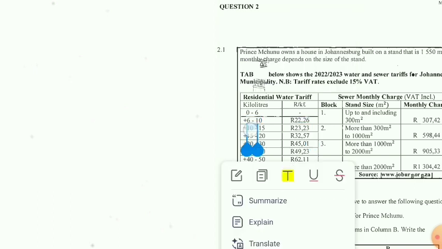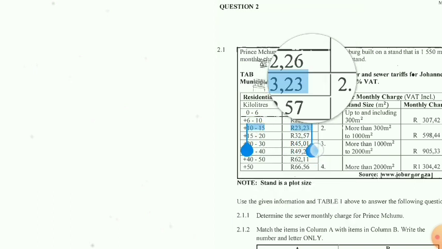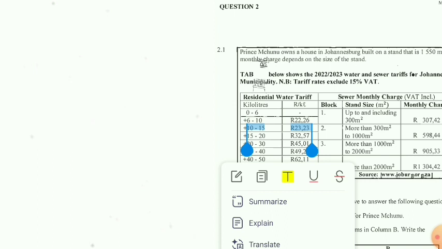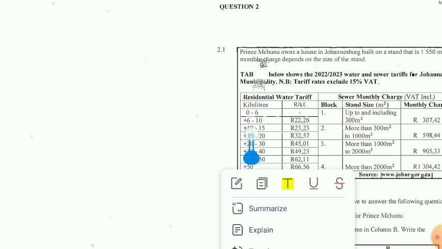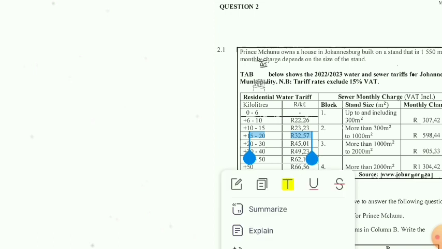Then 5, where do we get the 5? You say 10 minus 15, then you get the 5. Then where do we get the other 5? If you listen to me carefully, you will understand. You say 15 minus 20, then you get the 5. You multiply it with this. Everything you multiply it with a charge.